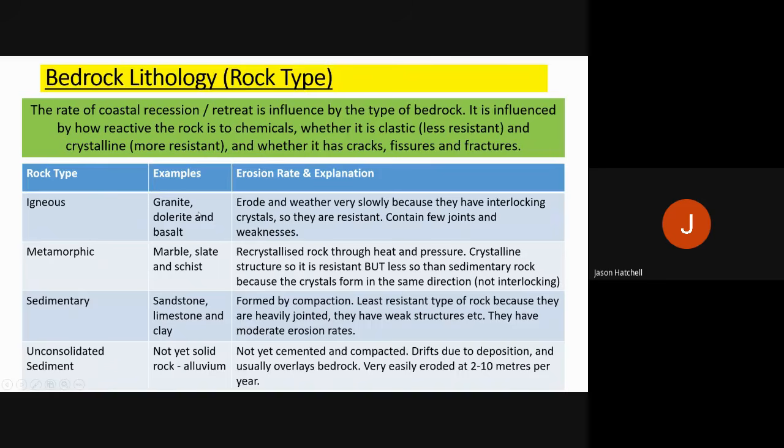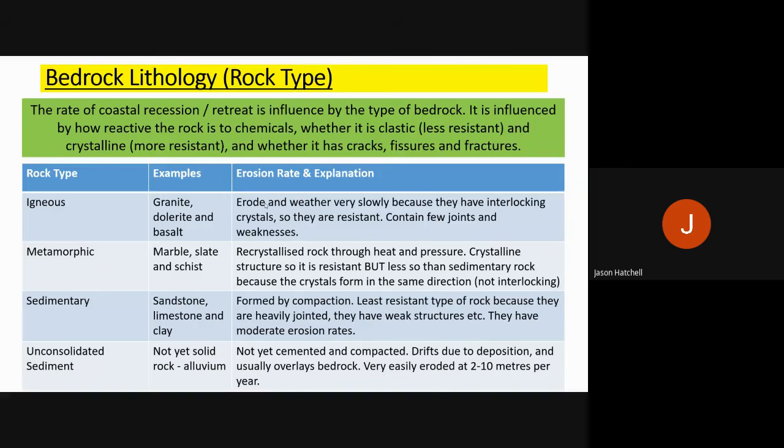So let's start with our igneous rock type. Types of igneous rocks include granite and dolerite and basalt. Now, igneous rocks erode very slowly, and they also weather very slowly because the crystals within them are interlocking. So they form these X-like shapes of bands. So they bind together. So they're more resistant. And they contain very few joints and weaknesses. So these are one of the hardest and most resistant types of rocks because of the way in which they have formed.